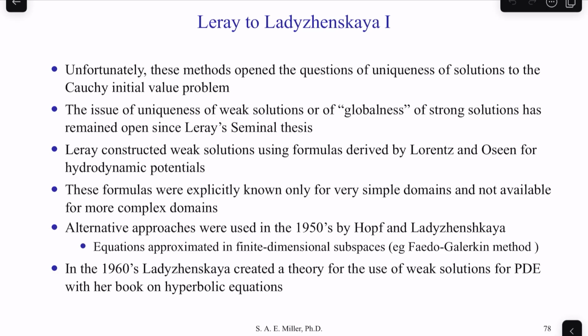Alternative approaches were developed in the 1950s by Hopf and others, both famous mathematicians of our time. Equations were approximated in finite dimensional subspaces, the so-called Faedo-Galerkin method. In the 1960s, a theory was created for the use of these weak solutions for partial differential equations in hyperbolic fields.